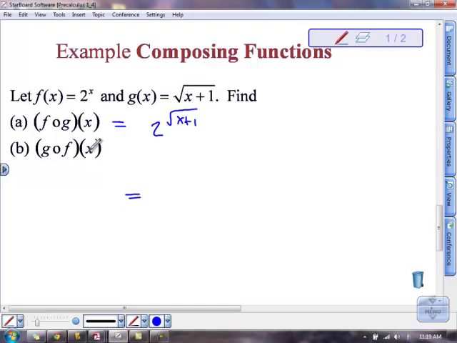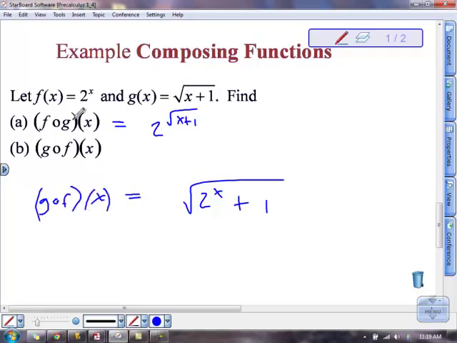All right, so let's try this. We're going to take x now, and we're going to go the other way around. We're going to stick it into f first. So that would give us 2 to the x. We're going to take that 2 to the x, then stick it into g. So it would go in right here. So then it would be the square root of that plus 1. So g of f of x equals this.